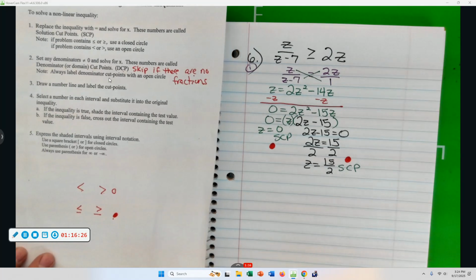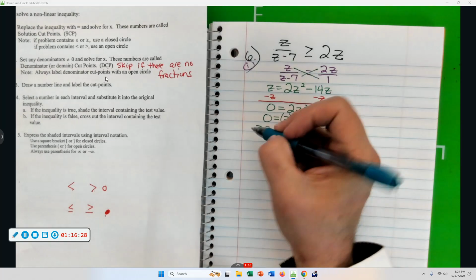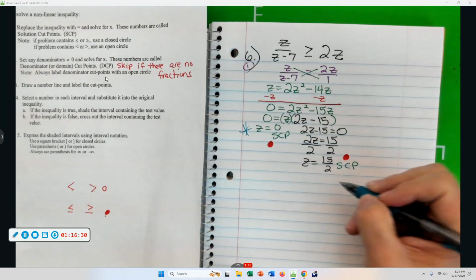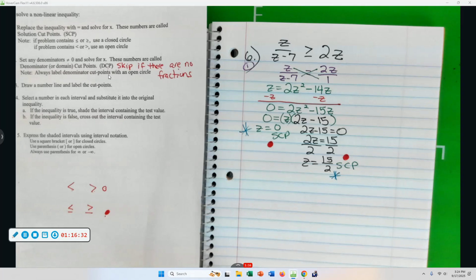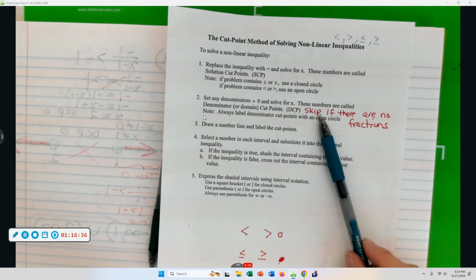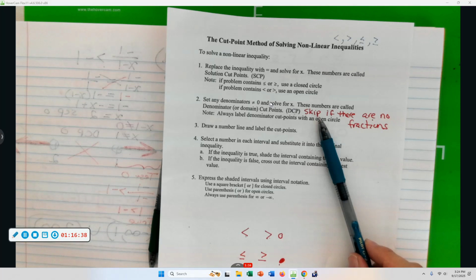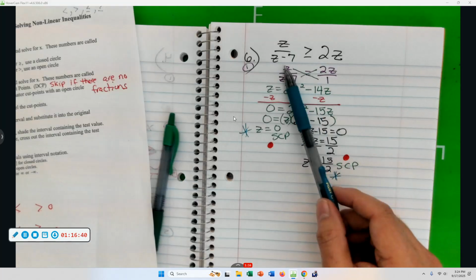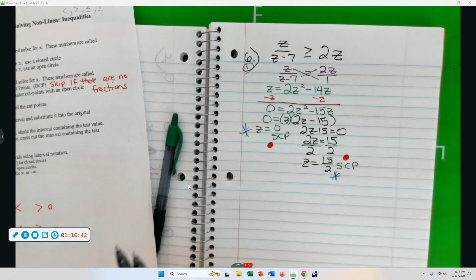Any questions? We found two solution cut points, 0 and 15 over 2. Next step, denominator cut points. Are we going to have any? Yes, because we have a denominator.